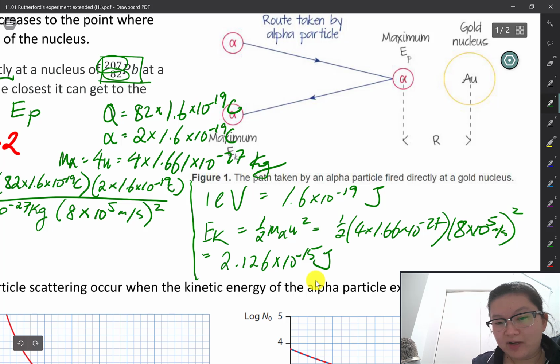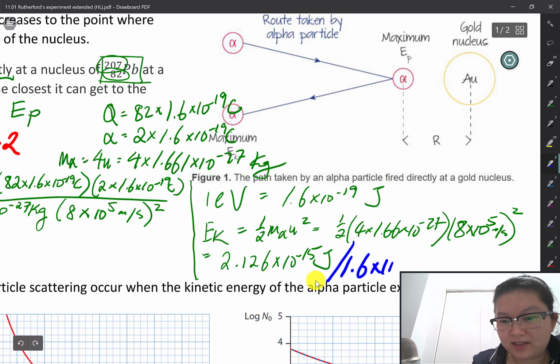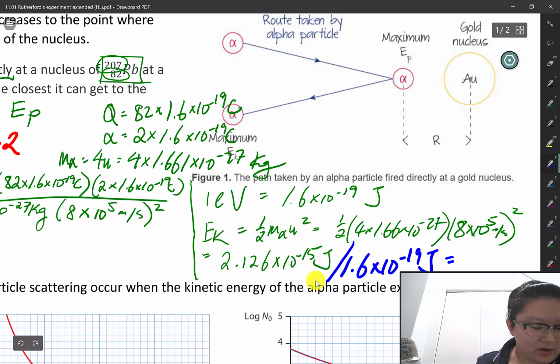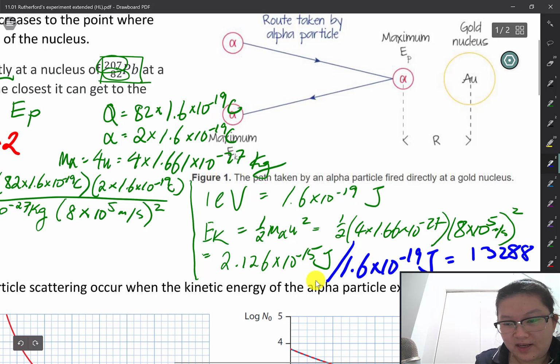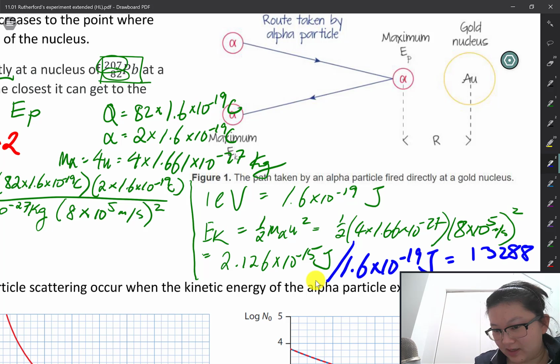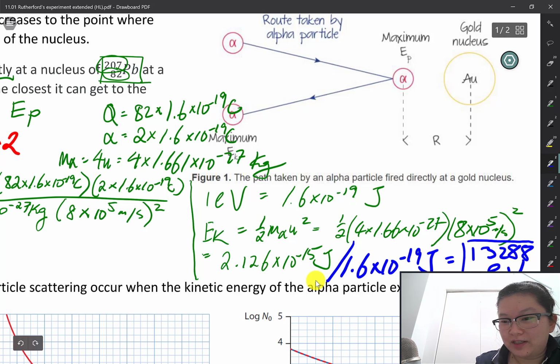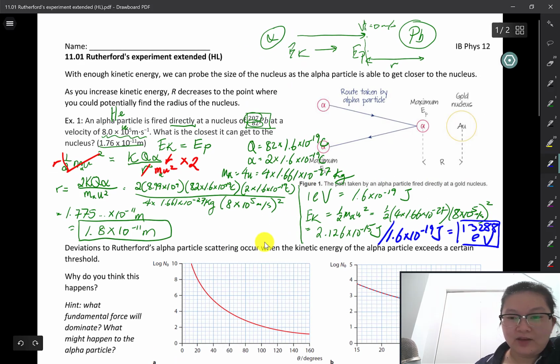To figure out how many eV there are, I'm going to divide this by 1.6 times 10 to the power of negative 19 joules per eV, to give me the number of eV, which is 13288. So this is essentially 13 kiloelectron volts. Okay, so here we can just leave it like that. Not enough for a mega, but definitely a lot of electron volts. Okay, so there you go.